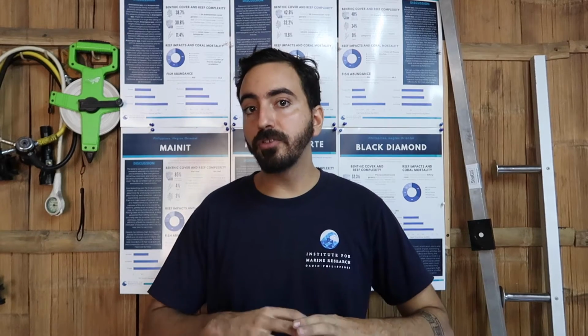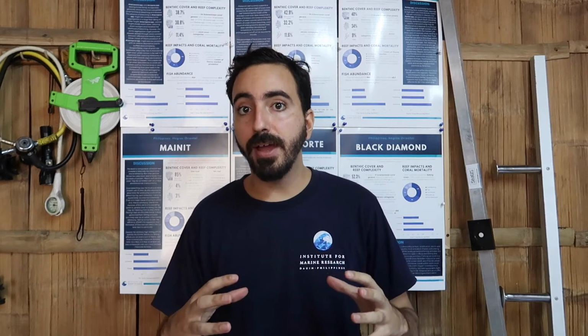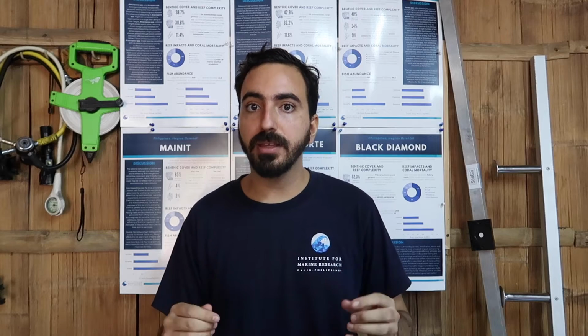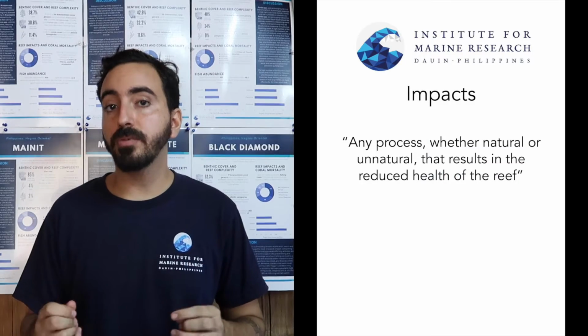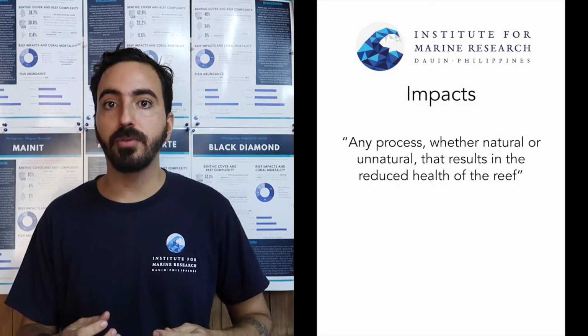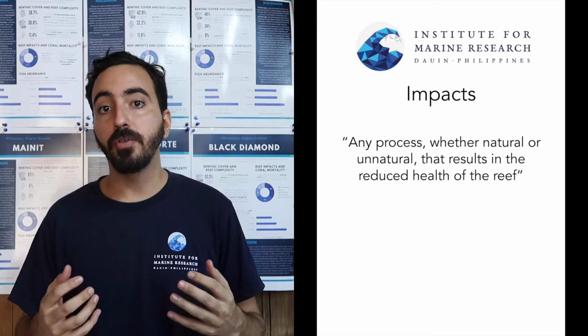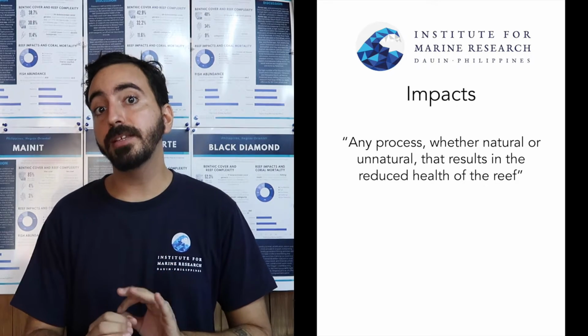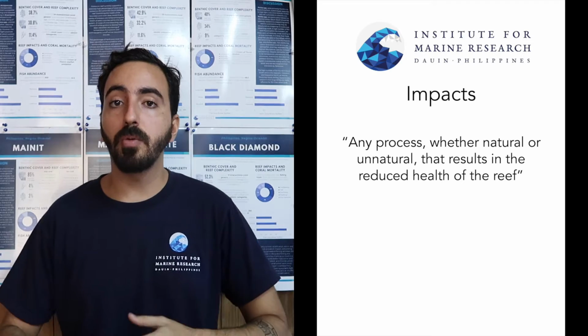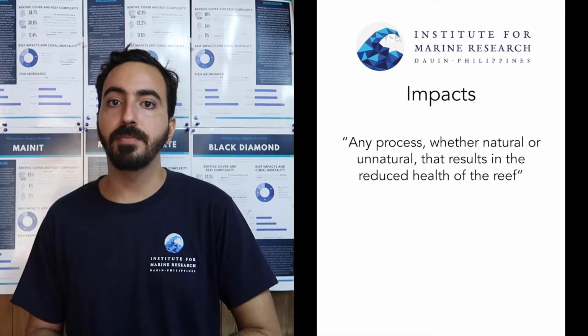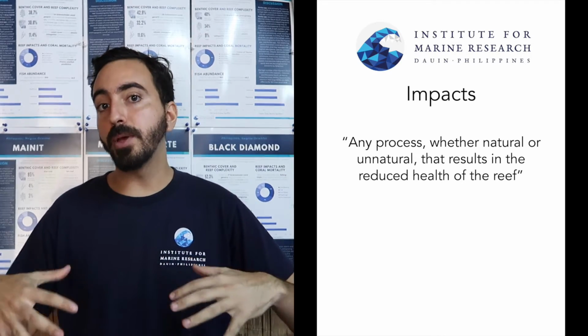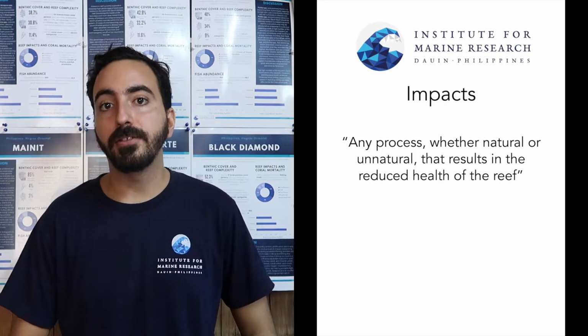Today's methodology is going to be impacts. Now here at IMR we have our own definition of what we consider an impact in our surveys, and an impact is any process, whether it be natural or unnatural, that results in the reduced health of the reef. Explicitly hard coral species. So when we talk about impacts, we're talking about the impacts on the reef building corals that are found in our area.